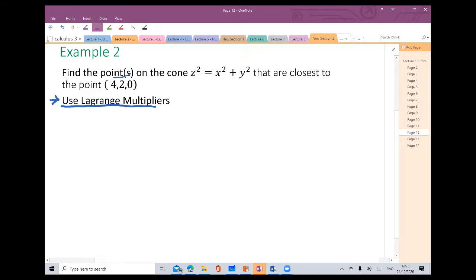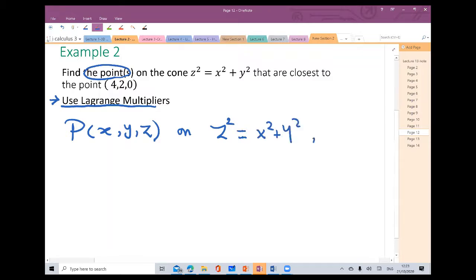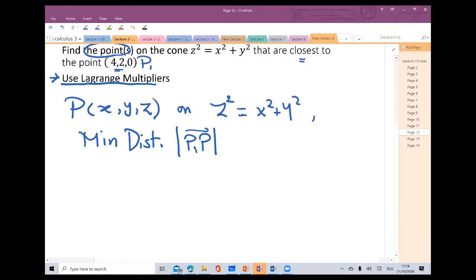What am I looking for again? I'm looking for the points. So my unknowns are the points that lie on the cone, z squared equals x squared plus y squared, closest to the point. I remove this and put in its place what? Closest to the point (4, 2, ...) means that it has minimum distance, right? From the point P to the point, say I call it P1. So from the point P1 to the point P, what is the minimum distance? I don't know it; I'm looking for this minimum distance. I'm looking for the points x, y, z on this cone that give me minimum distance from the point P1.